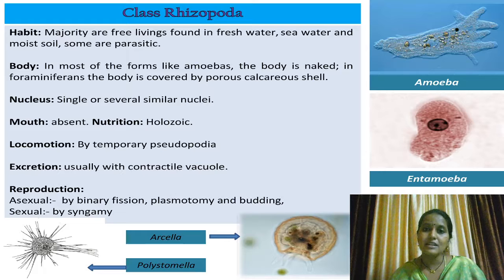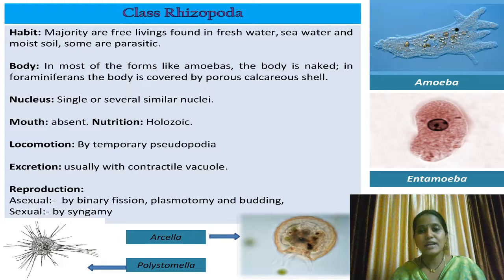First is class Rhizopoda. Majority of these organisms are free living, found in fresh water, seawater and in moist soil. Some forms are parasitic in nature. In most of the forms like amoeba, the body is naked, and in foraminiferans, the body is covered by a porous calcareous shell. Nucleus is single or several in animal. Mouth is absent in these organisms. They show holozoic, that is animal-like nutrition.